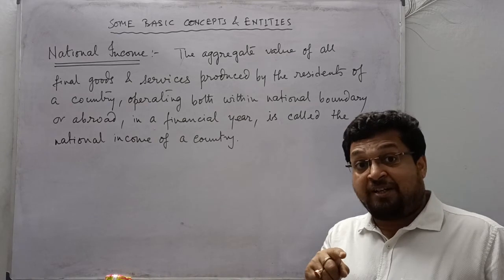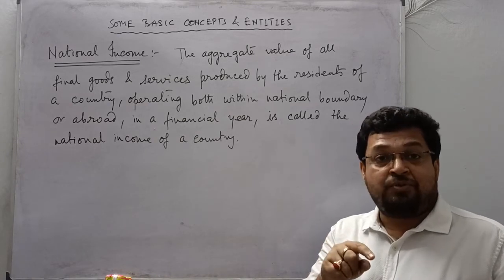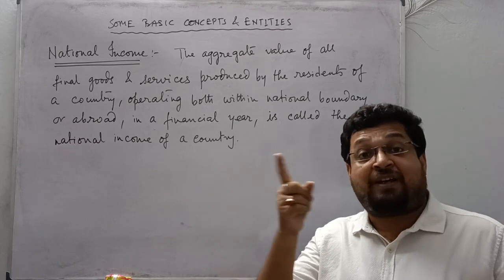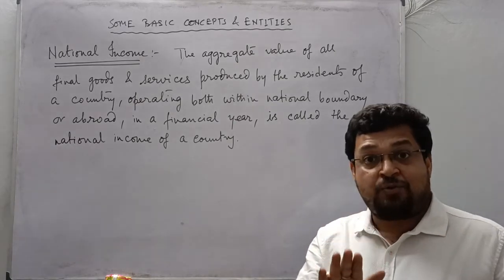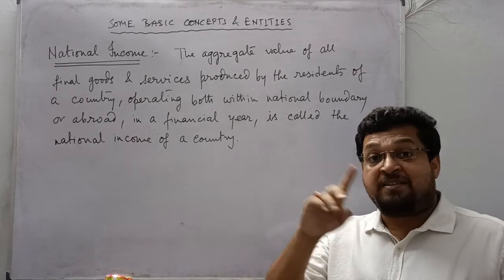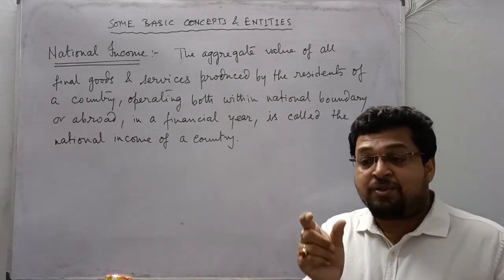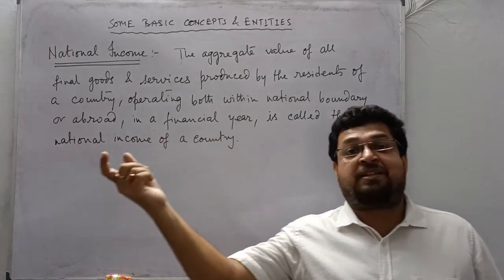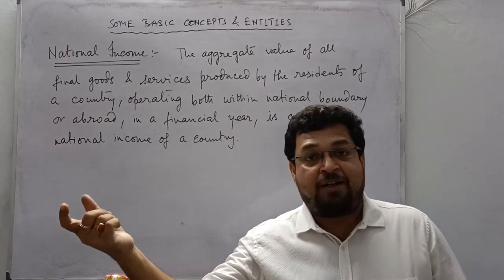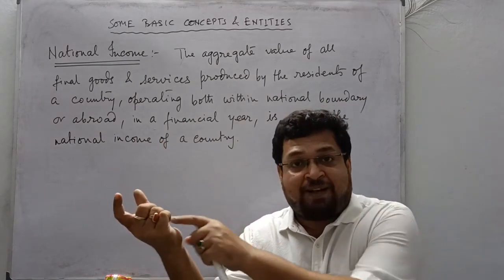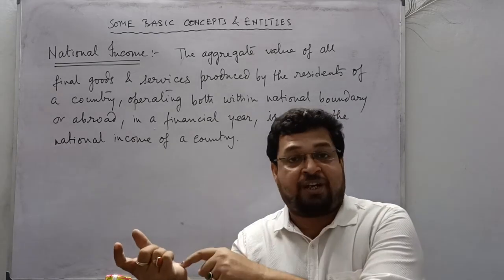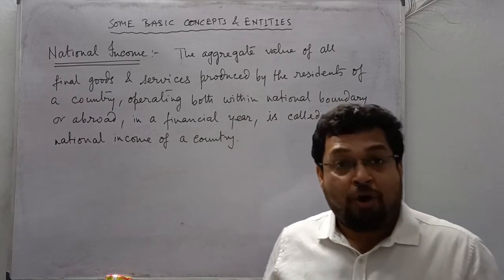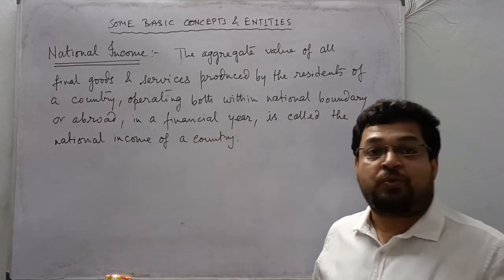final goods, not intermediate goods. You have studied about intermediate goods, which are used for further production of goods and services. Not the value of that. Intermediate goods are necessary, but when you consider national income, once you consider the value of the intermediate product and next you consider the value of the final product, where in the final product the value of the intermediate product is also counted, there will be double counting. So we consider the value of all final goods and services only.